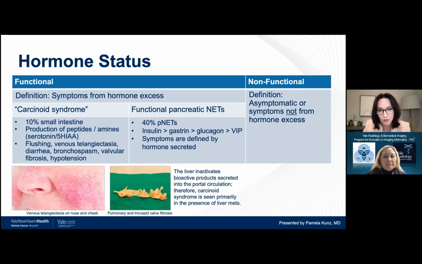This is also a picture of the pulmonary and tricuspid valves that are very fibrotic. Pancreatic neuroendocrine tumors can also secrete hormones in about 40% of patients, most commonly insulin, followed by gastrin, glucagon, and vasoactive intestinal polypeptide. And the symptoms are really defined by the hormones secreted. And non-functional NETs are defined as patients who are either asymptomatic or have symptoms that are not from hormone excess.